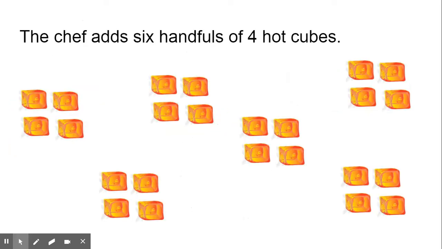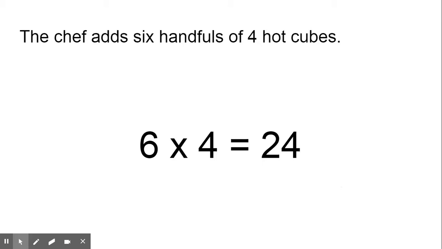For instance, in this recipe, one chef adds 6 handfuls of 4 hot cubes. In every handful, he puts in 4 hot cubes. What will the overall temperature change of the soup be? We can model this with the number sentence 6 times 4. It's positive 6 because we're adding handfuls. It's positive 4 because our cubes are hot cubes. Overall, the temperature gets 24 degrees warmer.